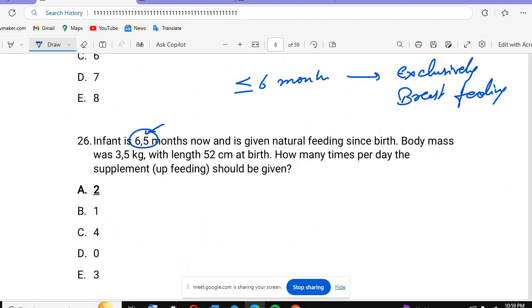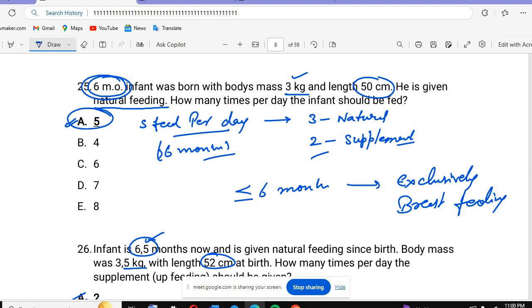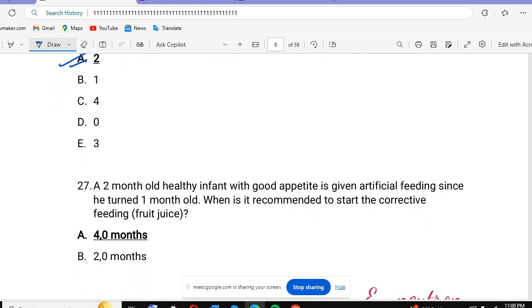A 6.5-month-old is given natural feeding since birth. Body mass 3.5, length is also okay. How many times per day should the supplement be given? So how many times? You will add the 2 supplements here, the 2 supplement foods.